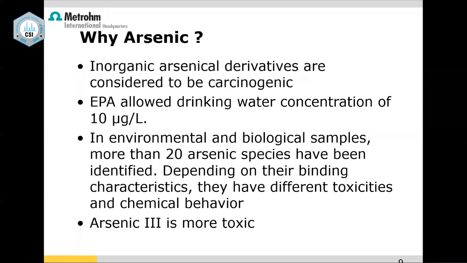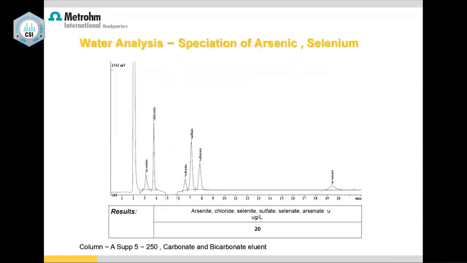And a lot of research is going on in many famous institutes like IIT and ICES there. Arsenic 3 is more toxic than arsenic 5, so they are interested in speciation. This can be done by the conductivity detector itself. You can see here a chromatogram where arsenic and selenium have been speciated.